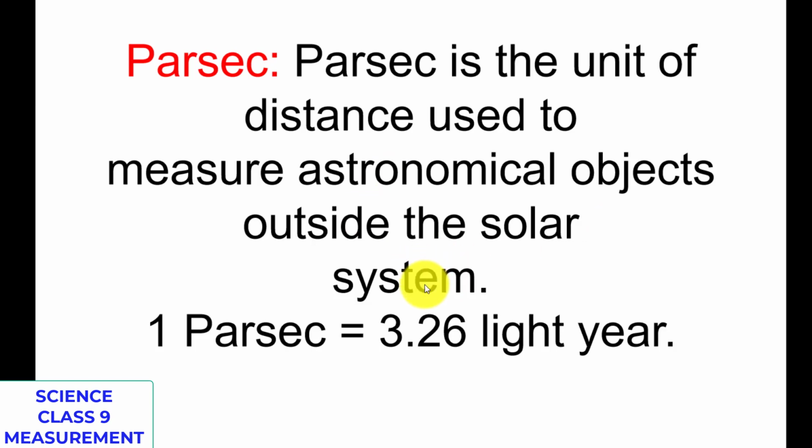Okay, in the solar system we are having how many planets? We are having 8 planets, is it not? Outside the solar system we are using the unit which is parsec. You have to remember this. 1 parsec is equal to 3.26 light year.